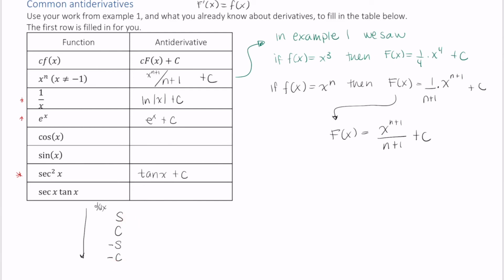Now, if you're finding the antiderivative, we go up in this direction. So let's start with cosine. So cosine has an antiderivative that is equal to sine x. And we need to add our constant. And now let's look at sine here. Sine is here, and when we go up, there's nothing there, so we go all the way back down to the bottom, and that tells me that the antiderivative of sine is negative cosine of x plus c.